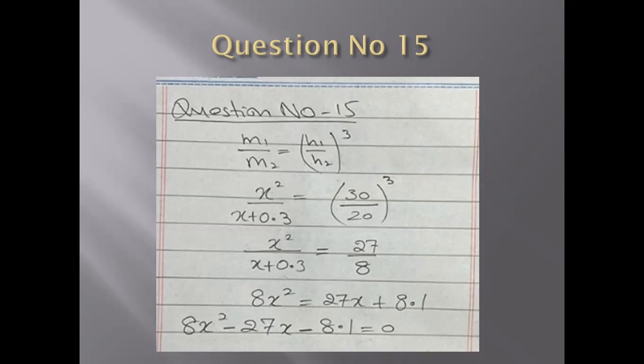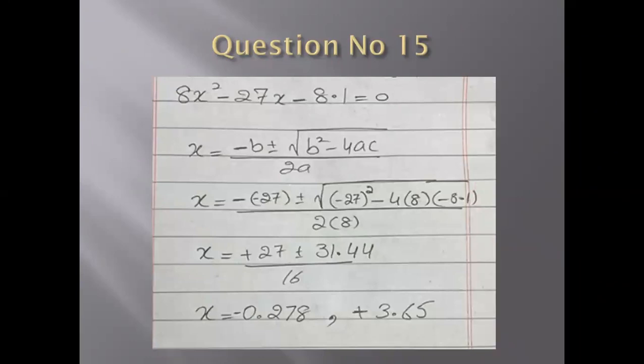If you want to find the value of x, here you have a quadratic equation, and you can use the quadratic formula. So x will be equal to minus b plus minus under root b square minus 4ac, divided by 2a. So you will have minus minus 27 plus minus under root (minus 27) square minus 4 multiplied by 8 multiplied by minus 8.1. Downstairs you will have 2 multiplied by 8. So we will have 27 plus minus, and when you enter those values in the calculator and take the square root, you get 31.44, and the whole thing divided by 16.